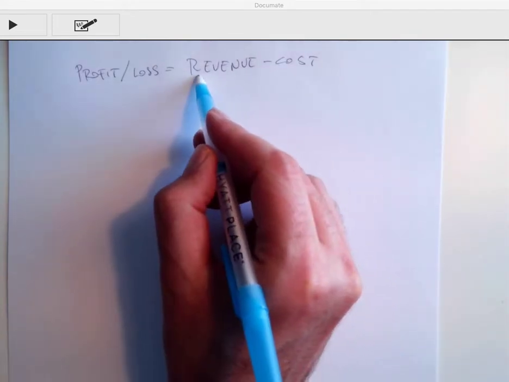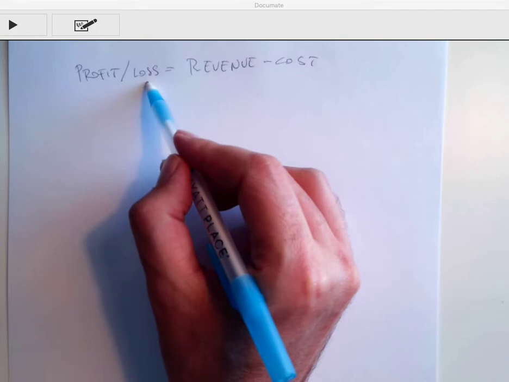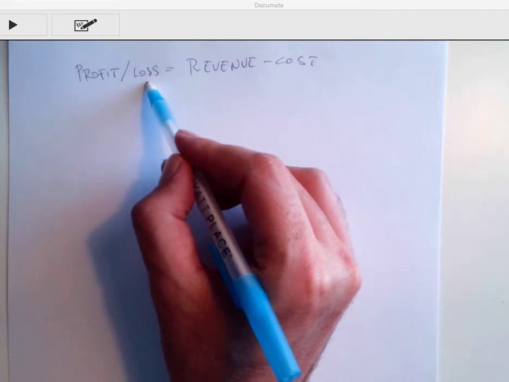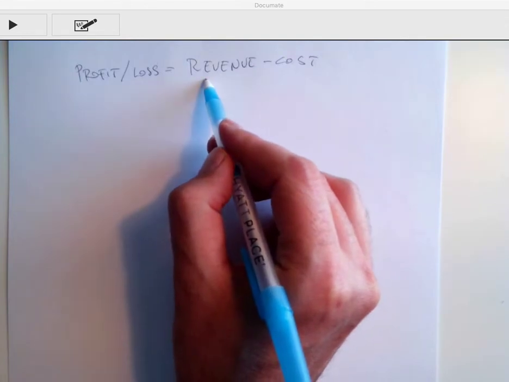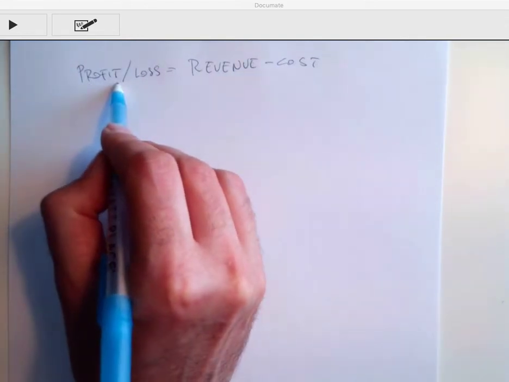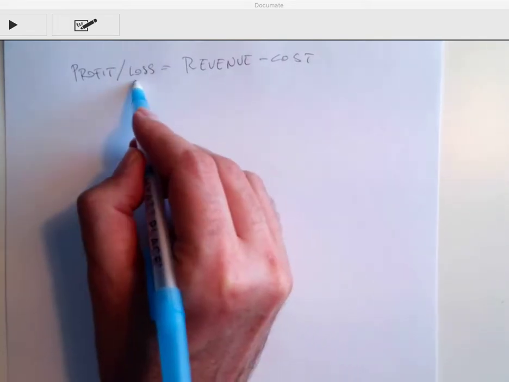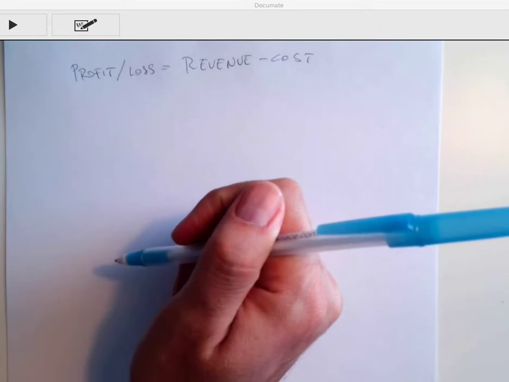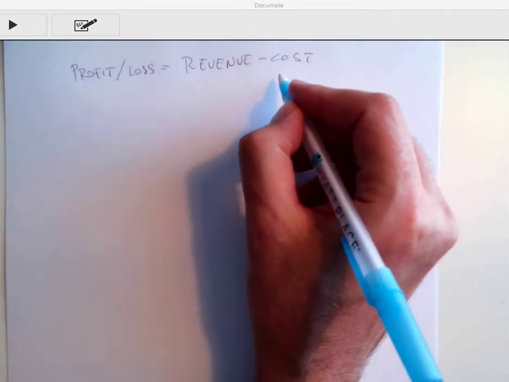So what does that mean? If my revenue is the same as the cost, I'll have zero profit or loss, and that's what we call break even. If my revenue is higher than my cost, then I'll have profit. If my cost is higher than my revenue, then I'll have losses. So we all know that, and I'm just reminding you of it.